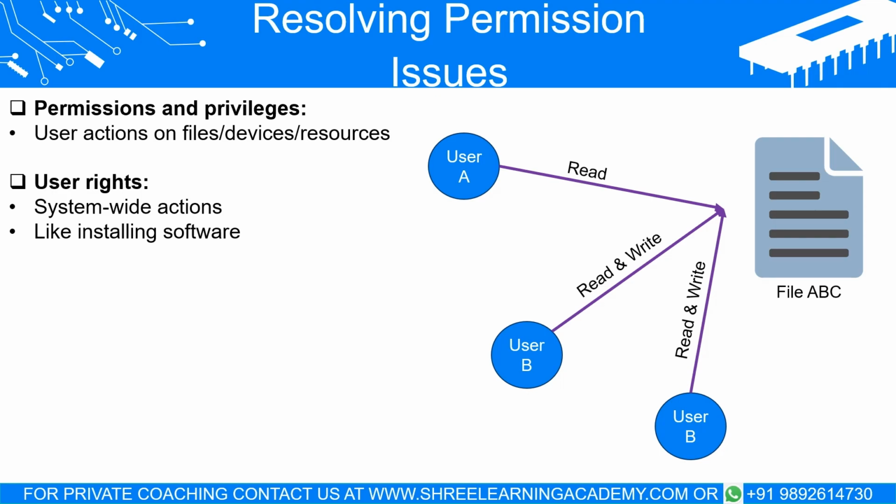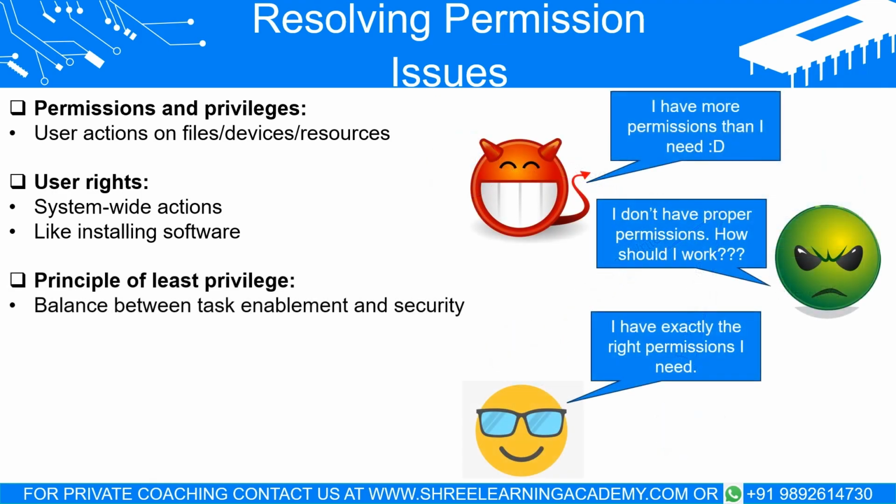An easy way to understand this distinction is to think of permissions and privileges as room-specific rules in a house, such as who can enter a particular room, for example, a bedroom or kitchen. User rights are more like house-wide rules determining who can change the house locks or install a new appliance.